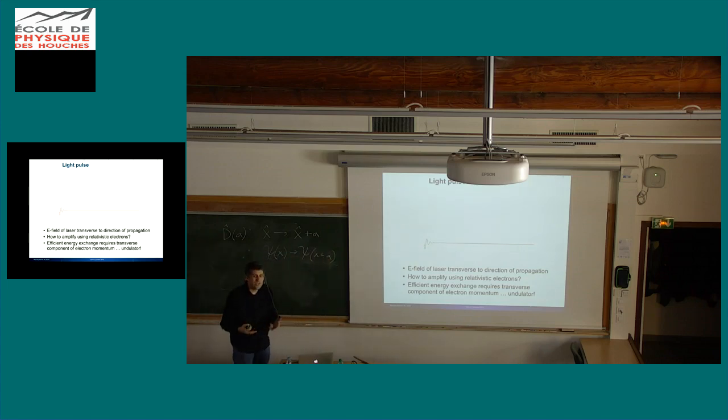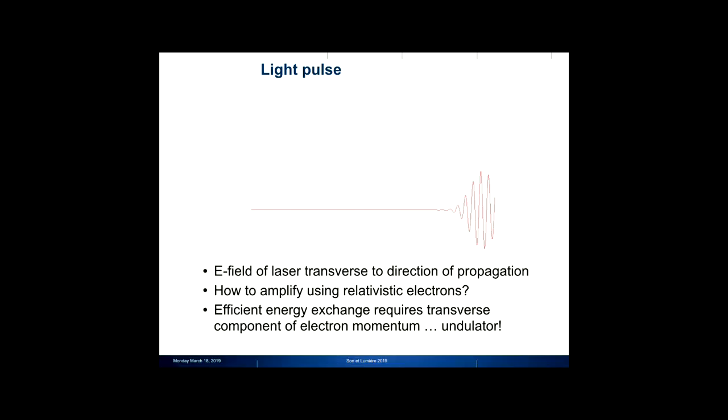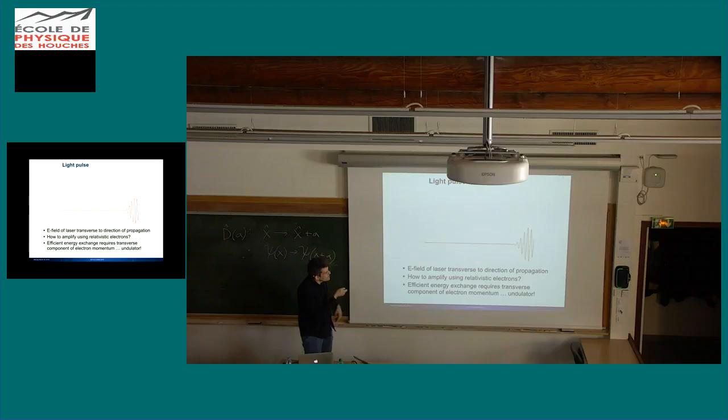And we're going to do it in a completely different way than the normal lasers that you deal with based on atomic transitions. So if you just think about a femtosecond pulse with full coherence, that's the electric field, and it propagates as a function of time. It's propagating in this direction, and this is the electric field that is transverse to the direction of propagation. So what we want to do is use relativistic electrons to amplify that light.